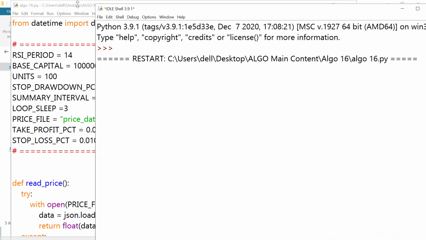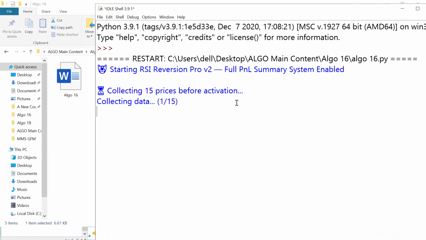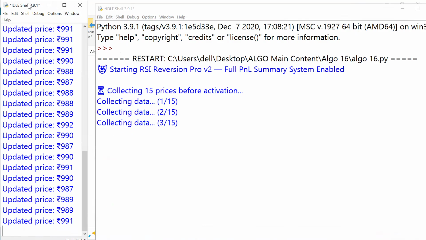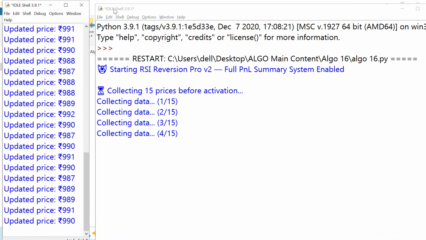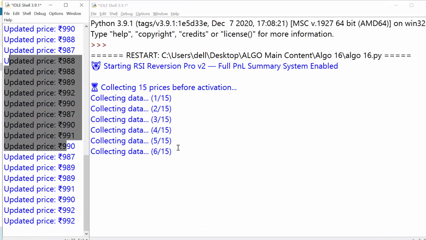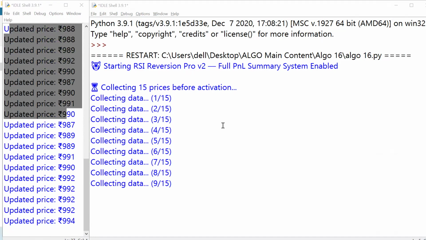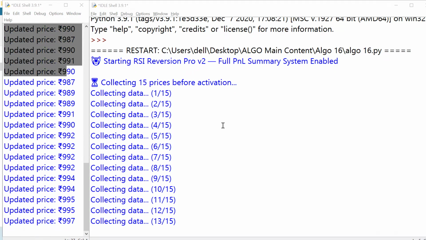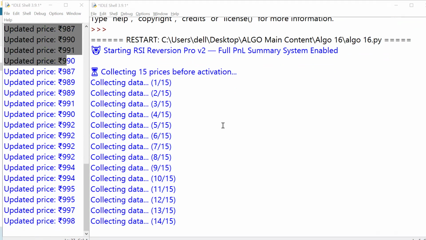So I'll keep this aside. I'll just close this. Let me take the other file. Now both the files are together. One is the exchange file, I have no control over it. The second one is my algo, which is collecting the first 15 candles from the market. You can increase the speed of this. I kept the speed of the algo slow as I want to show you the changes.